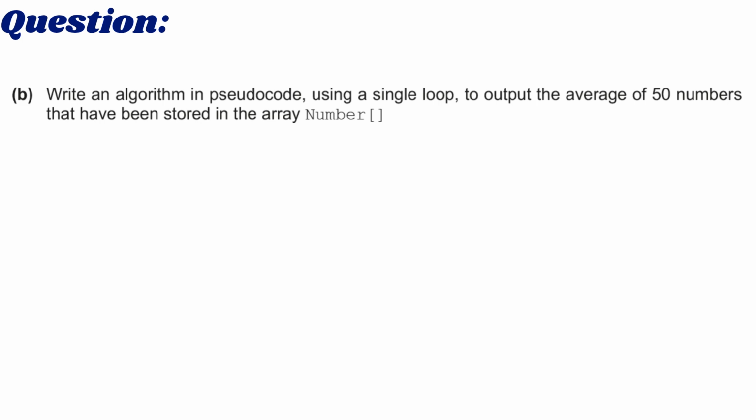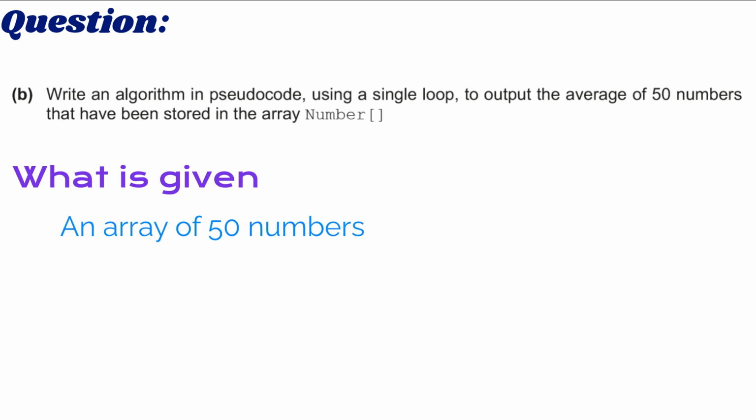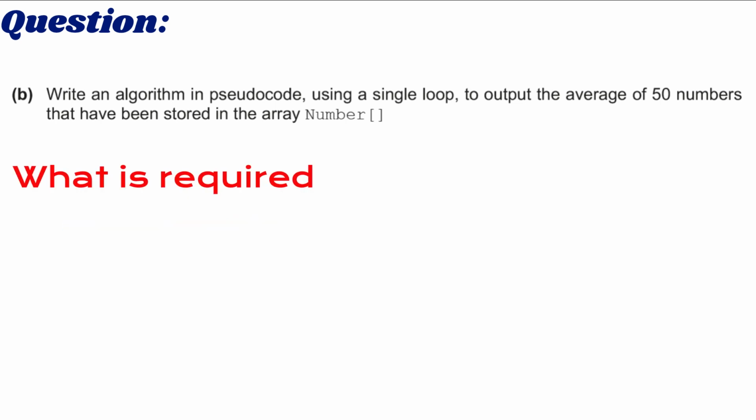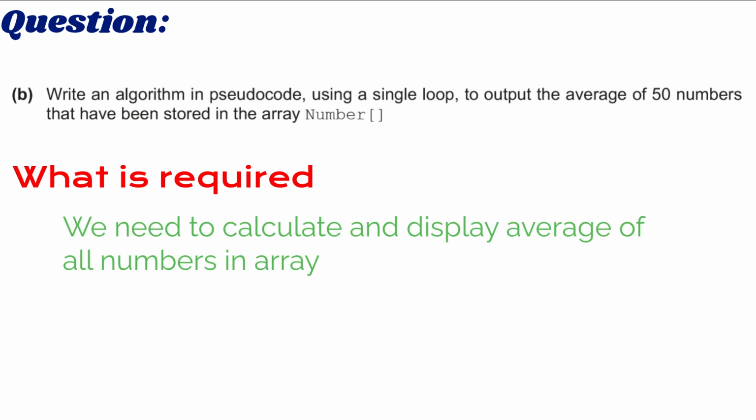While writing pseudocode, it's very necessary to understand the question and divide it into steps so that we do not miss any step and ultimately not lose any marks. The first step is to decide what is given and what needs to be found. In this question, given is an array of 50 numbers, and we need to calculate and display the average of all numbers in the array.